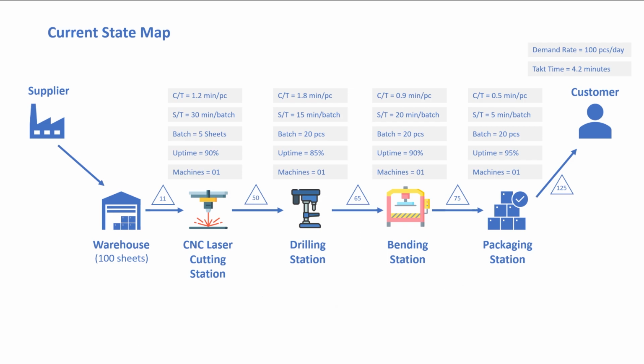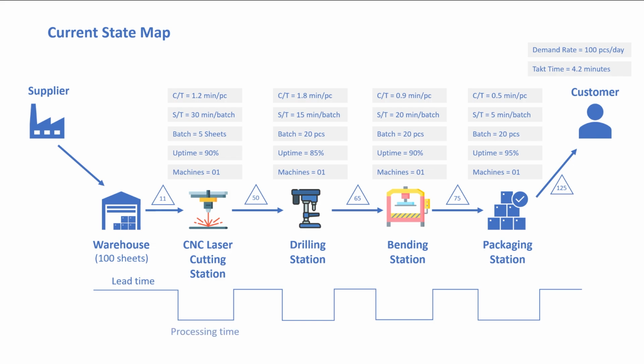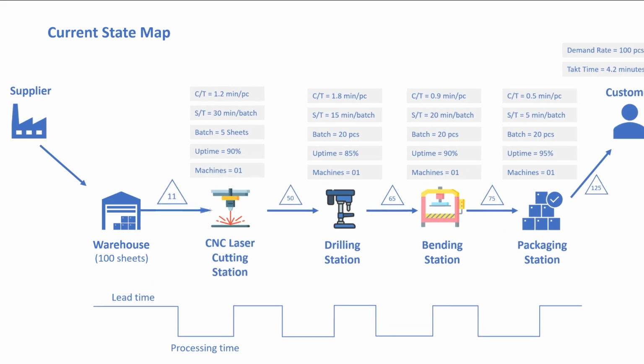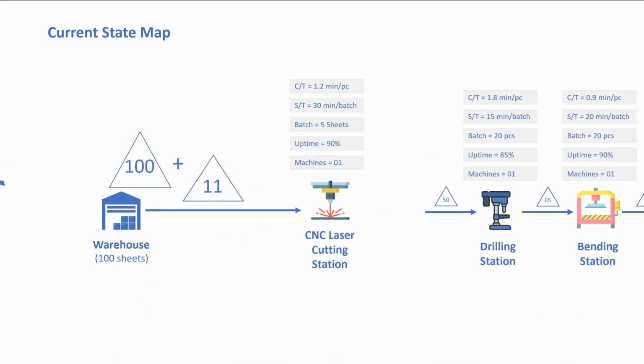The next step is to map the lead time and processing time using a sawtooth diagram. The crests of the sawtooth are meant for representing the lead times, while the troughs are meant for representing the processing times. If we look at the first step, we see that a total of 111 sheets are present in the warehouse and as work in progress at the CNC laser cutting station.